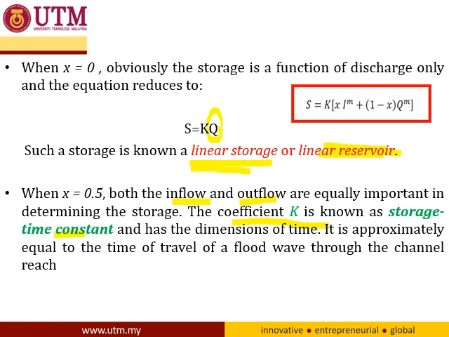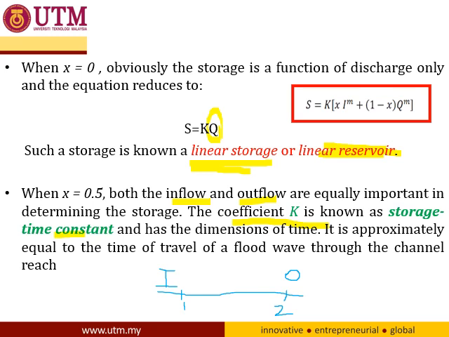It is approximately equal to the time of travel of a flood wave through the reach of the channel. So I may draw like this. If we have this channel, and we have 2 points, 1 and 2. For channel routing, what we are doing is establishing the relationship between storage, inflow and outflow. So we are establishing the relationship or the formula. That is what we call the Muskingum formula. It has inflow and outflow variables, and it has this x, k and m.